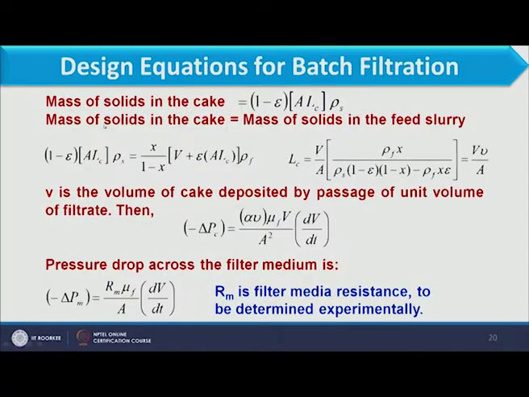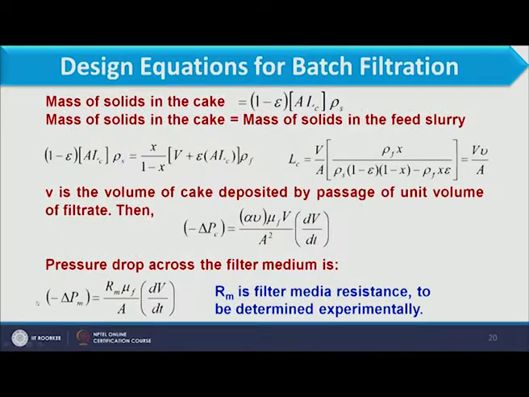So after equating the mass of the solids in cake and the mass of the solid in feed slurry, we can find the expression from where we can calculate this Lc. All constant values will be collected in terms of small v. So small v, how can we define this? If we consider A into Lc, that is the total volume of the cake, and V is the volume of the filtrate, then small v is the cake deposited by passage of unit volume of filtrate. In this way we can define the small v value.